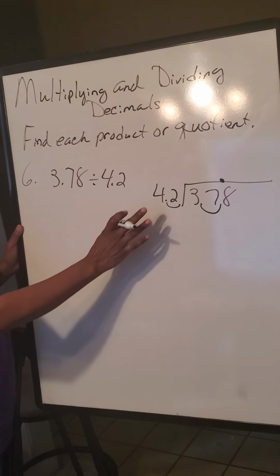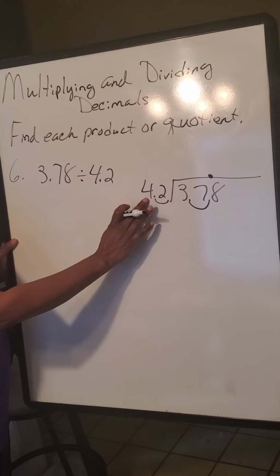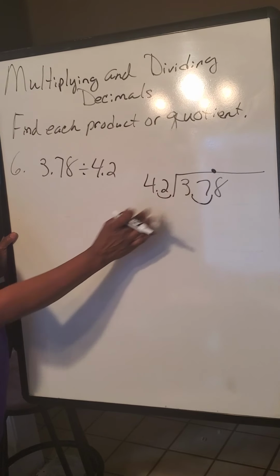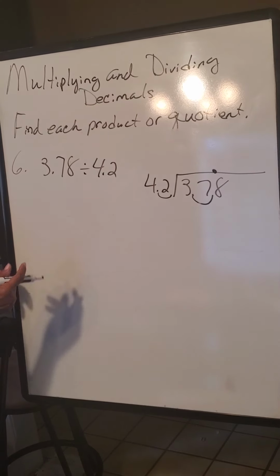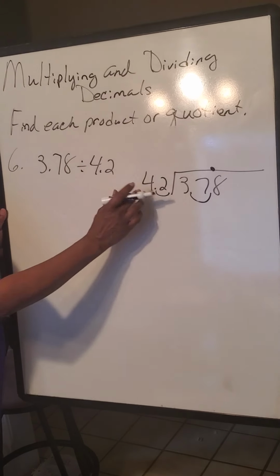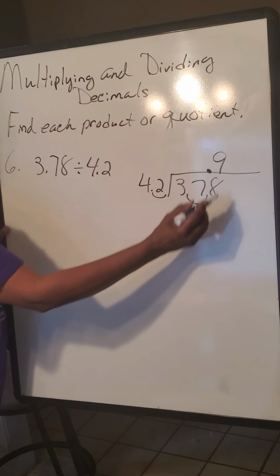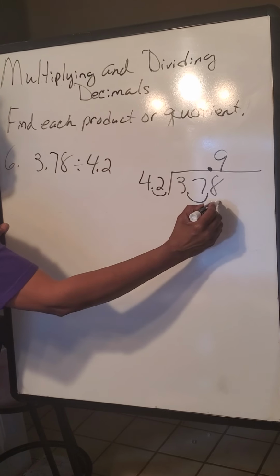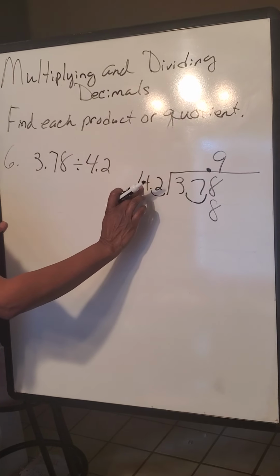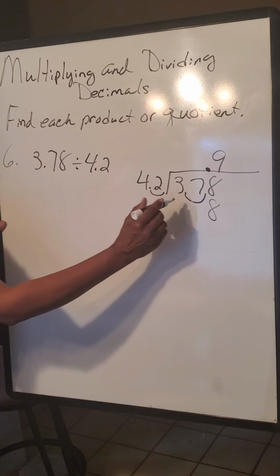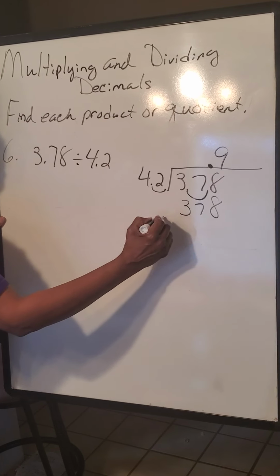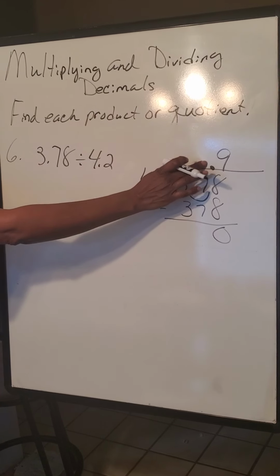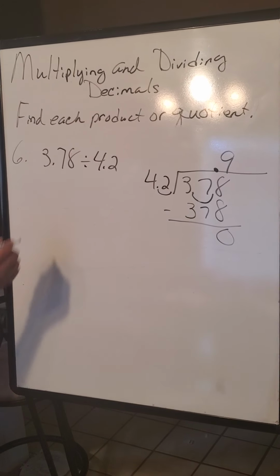Now, this is what I tell students to do. 4 times something is real close to that 37. So 4 times 9 is close to 37. So I'm going to try 9. So I'll put a 9 here. Now I'll multiply. 9 times 2 gives me 18. 9 times 4 is 36, and 36 plus 1 gives me 37. And any number minus itself gives me 0. So my quotient is 0.9.